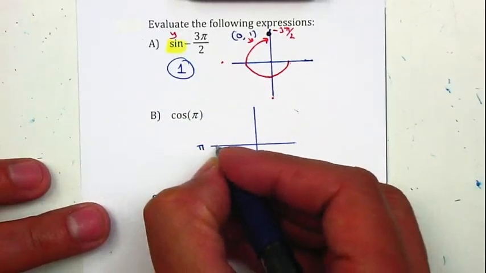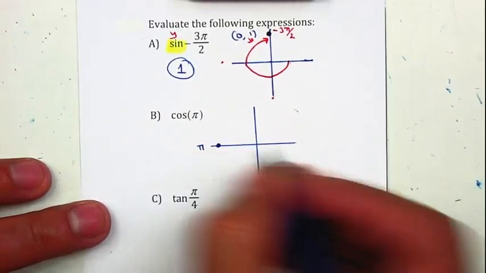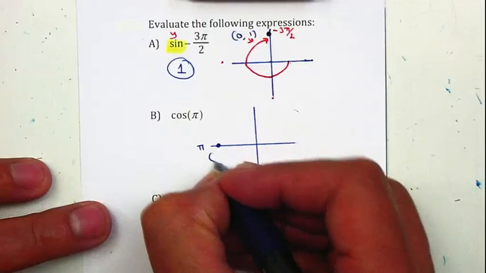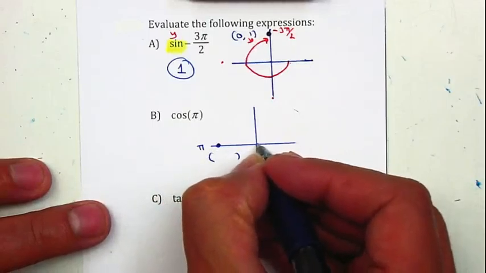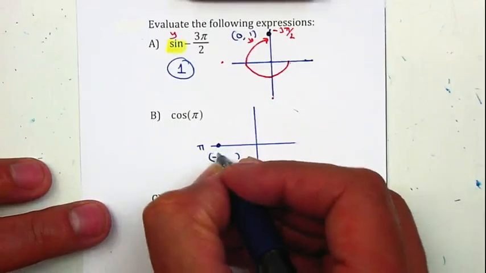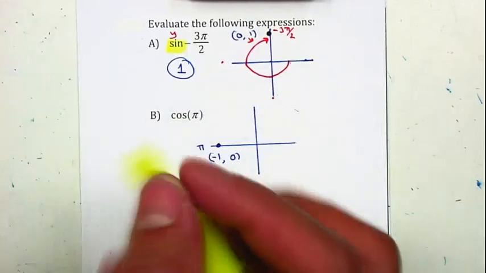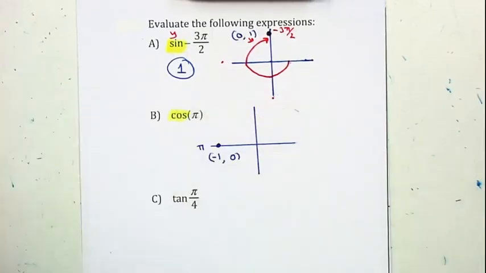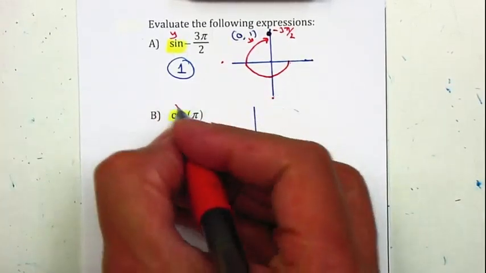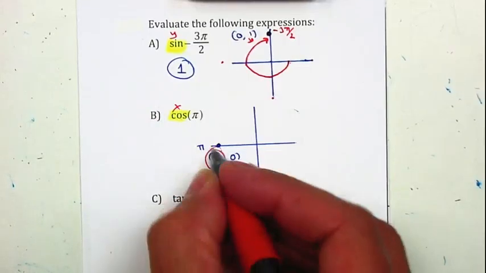Since it lands on the x-axis, we need to think of where this point is located. This is a unit circle, so therefore this is negative 1 to the left, and y stays 0. And cosine, is that your x or your y? Cosine is your x value, and your x value is negative 1.